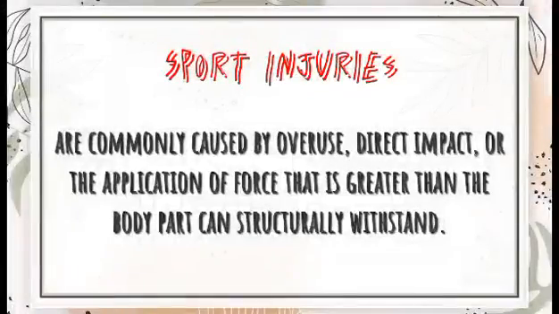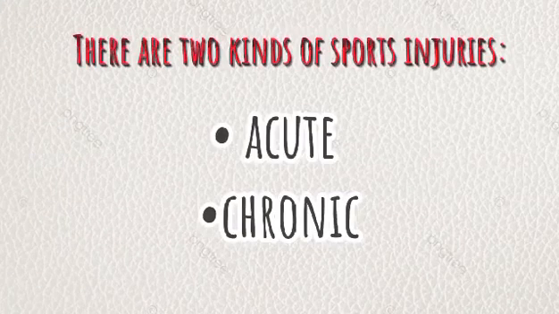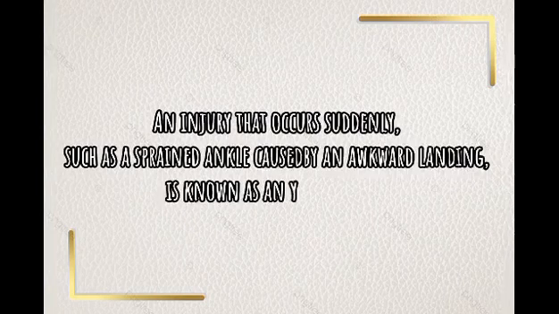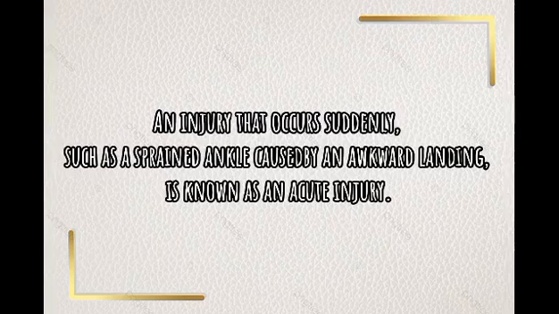Sports injuries are commonly caused by overuse, direct impact, or the application of force that is greater than the body part can structurally withstand. There are two kinds of sports injuries, acute and chronic. An injury that occurs suddenly, such as a sprained ankle caused by an awkward landing, is known as an acute injury.